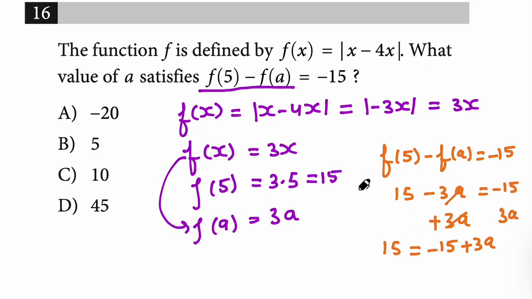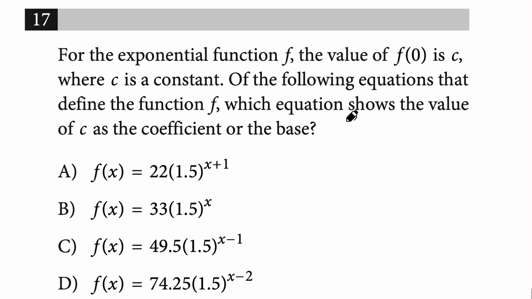But what is expected is that if you have reached here, do every calculation in your head and find the value of a. Adding 15 on both sides, 3a is equal to 30. Dividing by 3 on both sides, a is equal to 10. So C is the right option. Here is the catch. If you keep on writing 5 minus 4 times 5, that is correct, but a little bit of smartness helps us reduce a lot of time and mental energy.